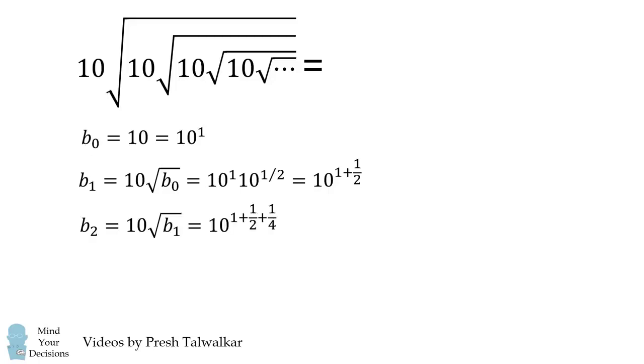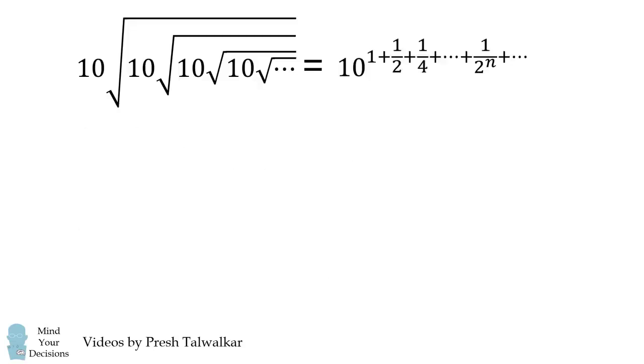The next term is 10 times the square root of the previous term. So we get 10 to the power of 1 plus 1 half plus 1 fourth. And this pattern continues, where the nth term is equal to 10 times the square root of the previous term. And when you work it out, we end up with the following pattern. We have 10 to a geometric series: 1 plus 1 half plus 1 fourth plus so on, plus 1 over 2 to the n.